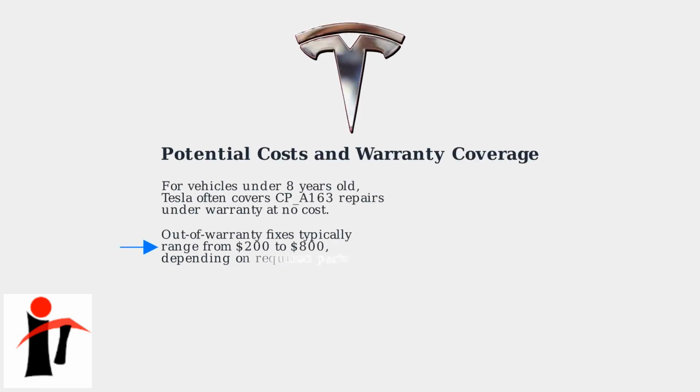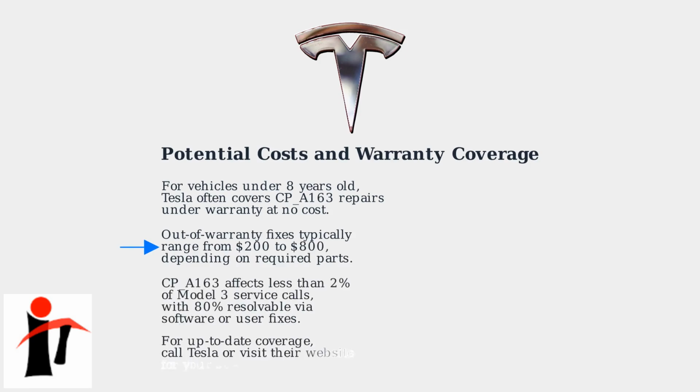For vehicles under 8 years old, Tesla often covers CP A163 repairs under warranty at no cost. Out-of-warranty fixes typically range from $200 to $800, depending on the required parts. This error affects less than 2% of Model 3 service calls, with 80% resolvable through software updates or user troubleshooting. For the most up-to-date warranty coverage information specific to your vehicle, call Tesla or visit their website.